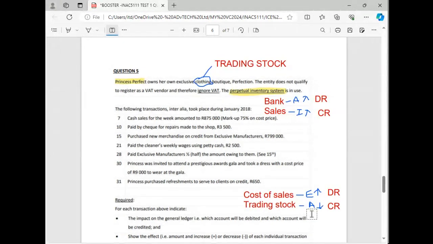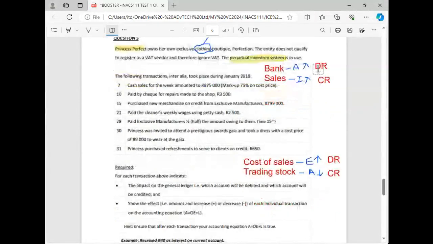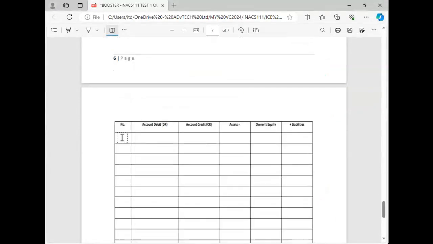I'm going to quickly go and put the accounts. I'm going to come here, just under that number. I'm going to put the 7. And then we set the account debited. I'm going to have A and B. And then I'm going to have bank. I'm going to have sales.